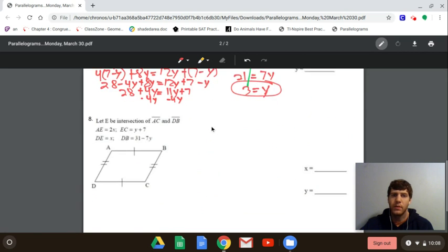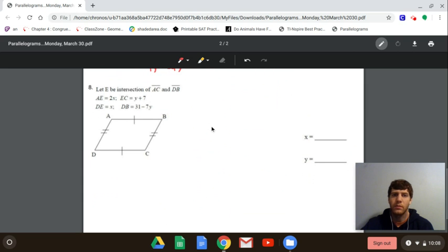All right, and then last question here, it's going to be very similar. So it says E is the intersection of AC and DB. So you want to draw in an intersection here. Okay. And this is point E in the middle. Okay. AE is 2x.